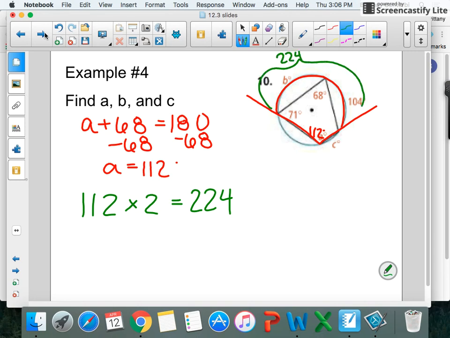So for B, though, we only want this part here. So that means we need to subtract this red part. So we're going to subtract 104, which is going to give us 120 degrees for B.